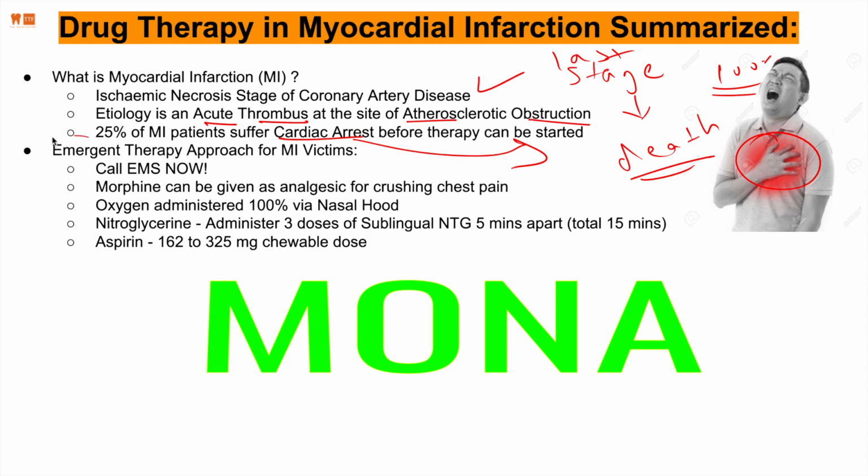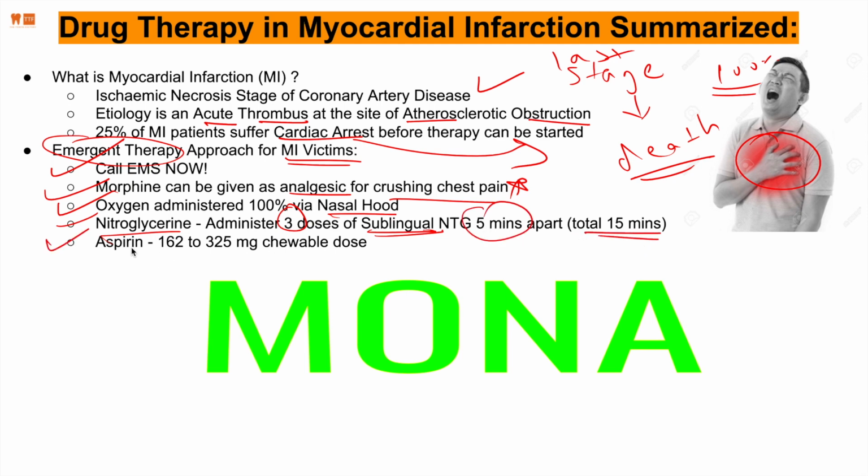So in an emergent therapy, so in emergency cases, how do you approach myocardial victims? We call 911, we call emergency services now. Morphine is delivered as an analgesic for crushing pain right away. Give a dose of morphine right away. Oxygen administered 100% using a nasal hood. Nitroglycerin is administered 3 times sublingually, 5 minutes apart for a total of 15 minutes.